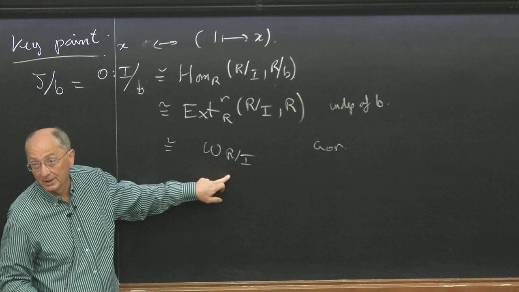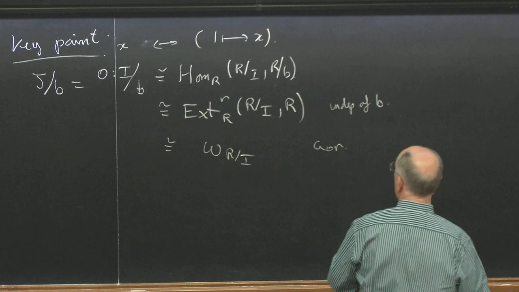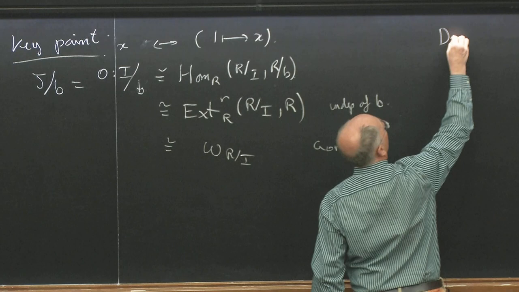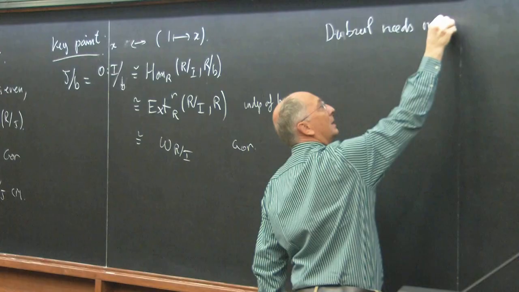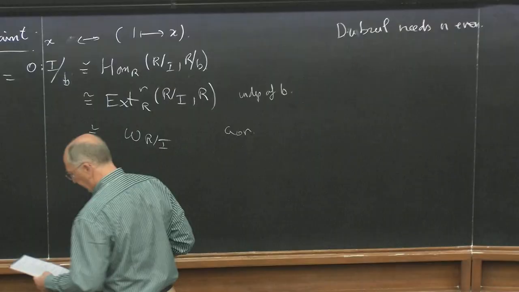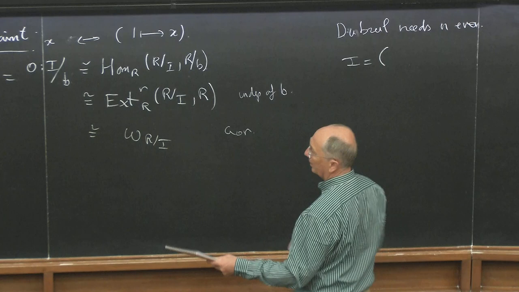Okay. Now, another thing is that Dubreuil needs N to be even. And there is a nice example already in the paper of Peskine-Szpiro that shows that. If you take the ideal I, so this will be a projective example. You can localize, but it will typically be the graded case.